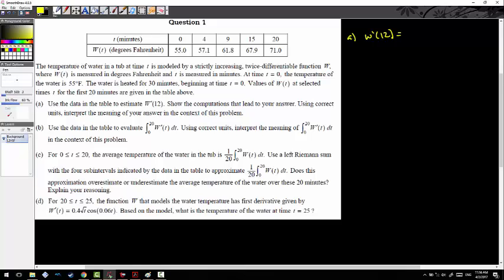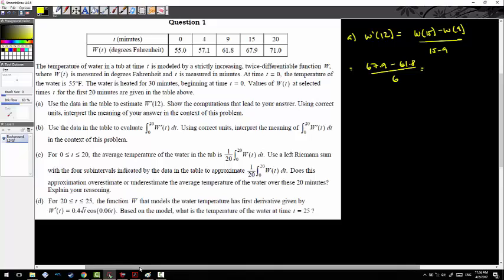So I'm going to go ahead and just figure out what w prime of 12 approximately is. So I'm going to do that by squeezing it in between this 9 and this 15. So I'm going to go, well, what is w of 15 minus w of 9 over 15 minus 9? Well, that is 67.9 minus 61.8 over 6. And so it's a good thing this is a calculator problem. I'm going to go and just calculate it.